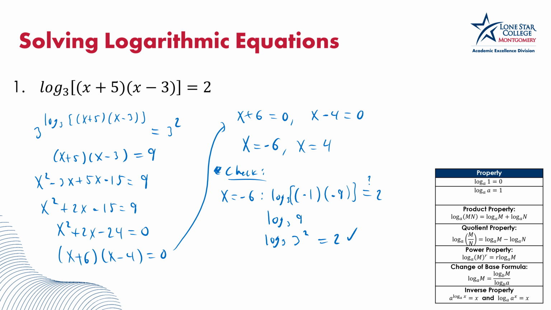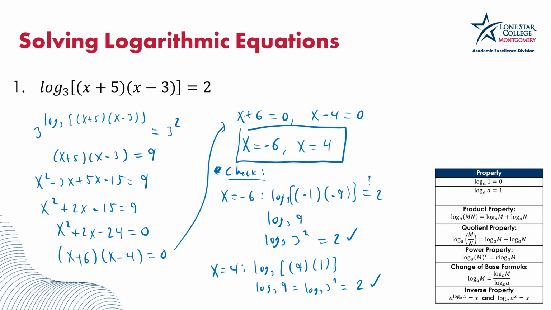That's good. Now let's check x equals 4. X equals 4 should be okay as well, because we have log base 3 of 4 plus 5 is 9, and 4 minus 3 is 1, which gets you 9 again, which again gets us log base 3 of 3 squared, which is 2. So it means both solutions here will work for the equation.